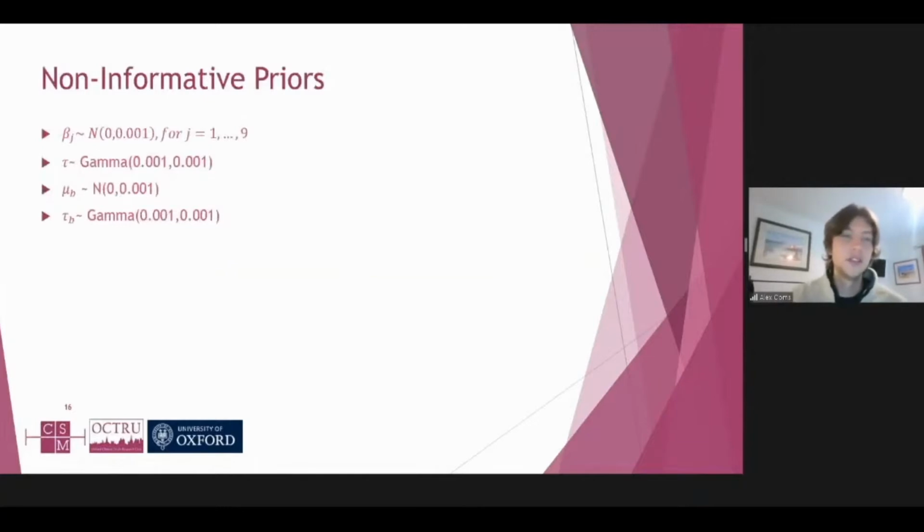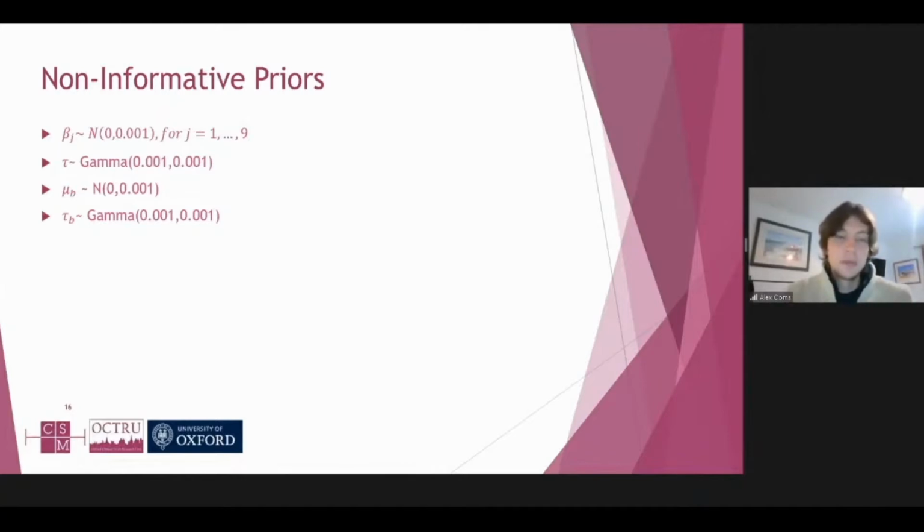The non-informative priors I've used are just off-the-shelf, very standard non-informative priors, with the parameters having normal distributions centered around 0, and then a precision, not a variance, 1 over the variance, of 0.001 for all the B_i's, the beta_i's, and mu_B. And then tau and tau_B, again, are precisions, and they're done as gamma distributions. We use gamma distributions for variances and precisions because the gamma distribution is bounded from 0 to positive infinity, which is what you want when you're modeling variances. You don't want anything negative.